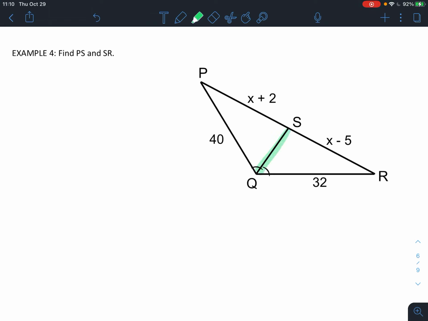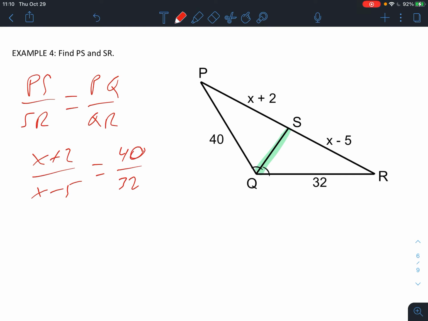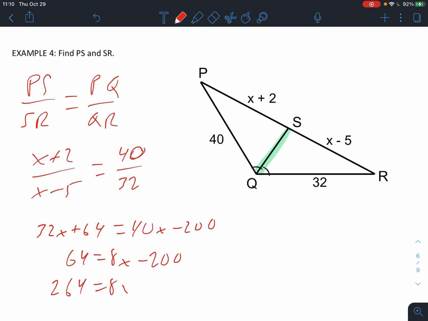So let's take a look at one of those problems. Find PS and SR. So we see the angle bisector right here. So that immediately tells me that PS is to SR as PQ is to QR. So this piece is to this piece as this side is to this side. So that means x plus 2 is to x minus 5 as 40 is to 32. Okay? Cross multiply, we get 32x plus 64 equals 40x minus 200. Subtract 32x from both sides. Add 200 to both sides. And divide by 8. We get 33. The question says to find PS and SR, put 33 back in, we get 35 and 28.